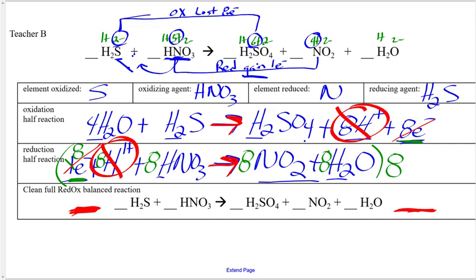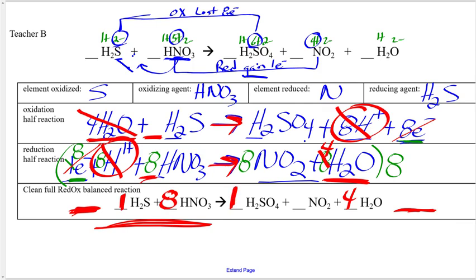Waters, I have 4 H2Os here, I have 8 H2Os here. So these 4 get wiped out, and that's why there's no water on this side. And this 8 drops down to a 4. H2S, I have 1 of those. HNO3, I have 8 of those. H2SO4, I have 1 of those. And I have 8 of the NO2, and I am balanced.